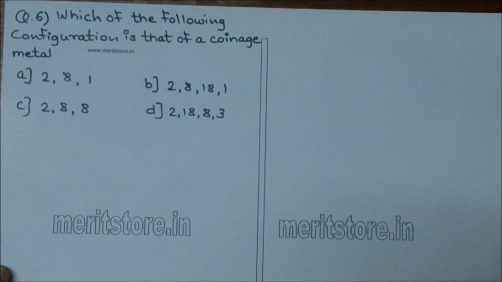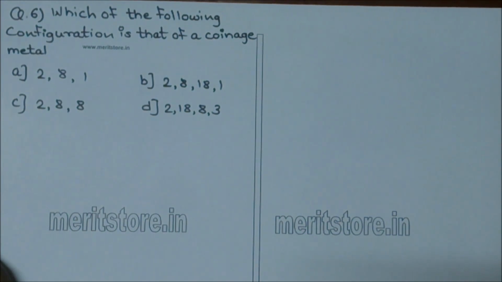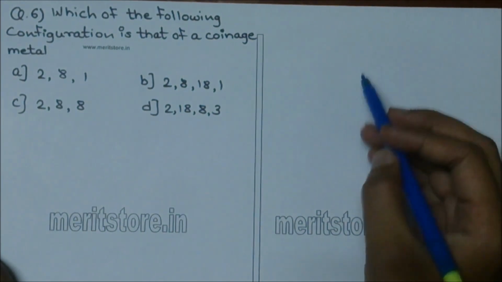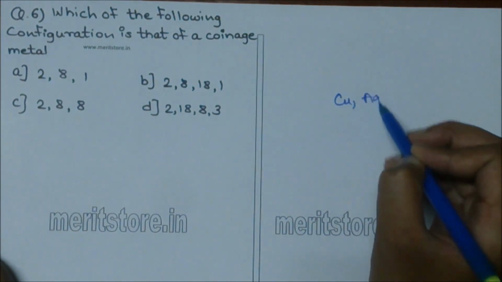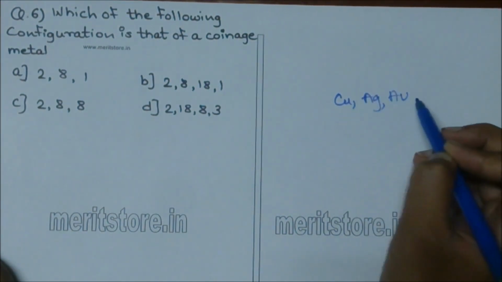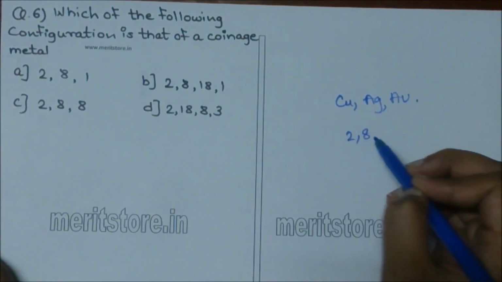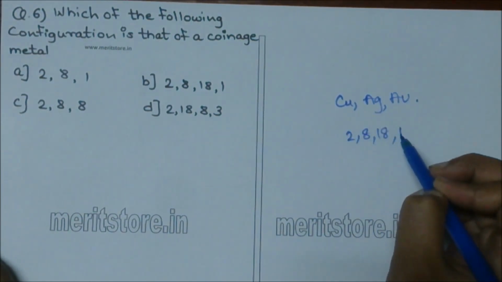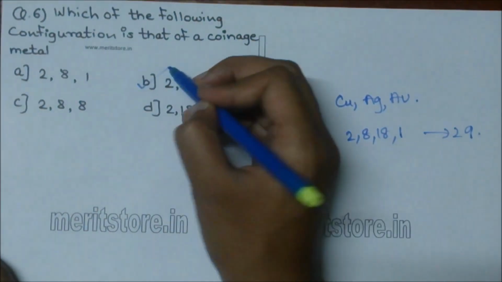Question number 6. Which of the following configuration is that of the coinage metal? Coinage metals are the ones which are used to make coins. So we know coinage metals are copper, silver and gold. The electronic configuration of copper is 2, 8, 18 and 1, as the atomic number is 29. So option B is the correct answer.